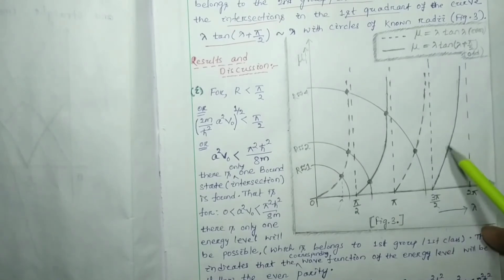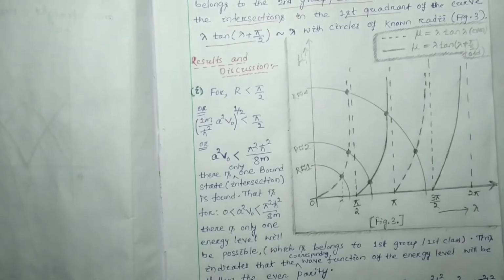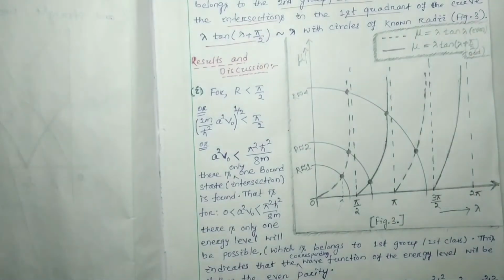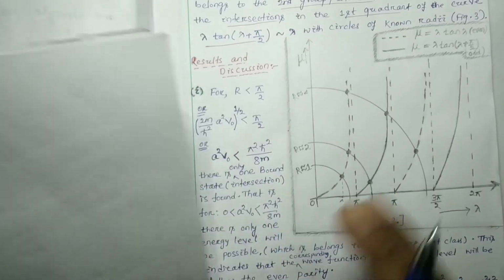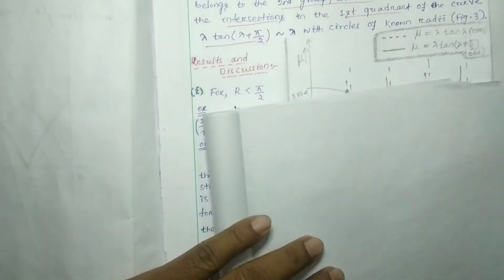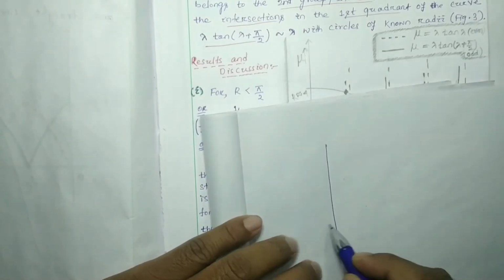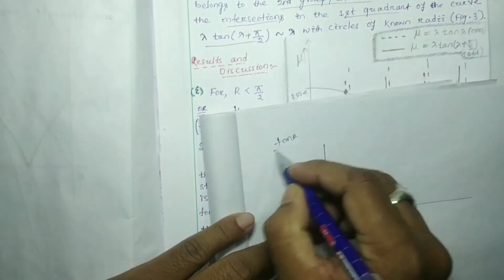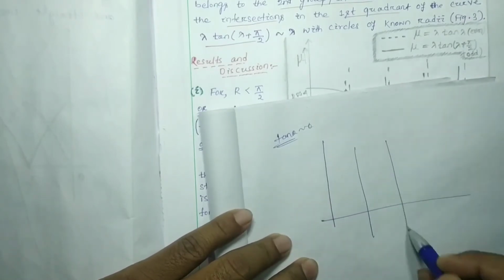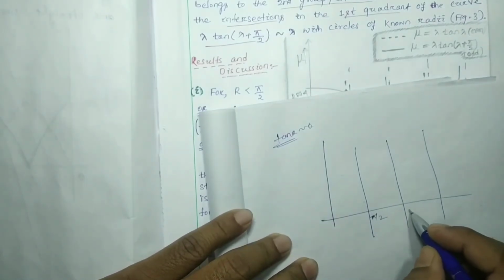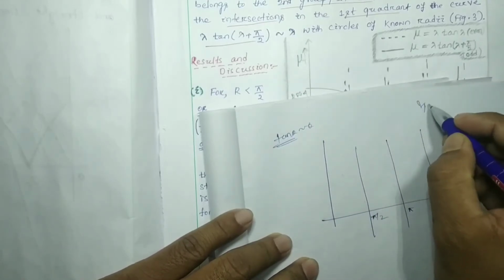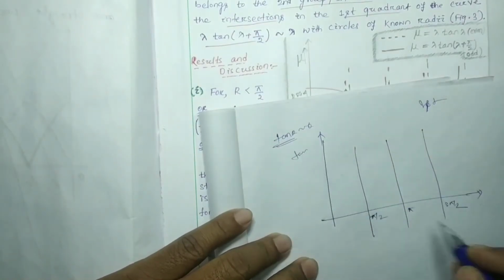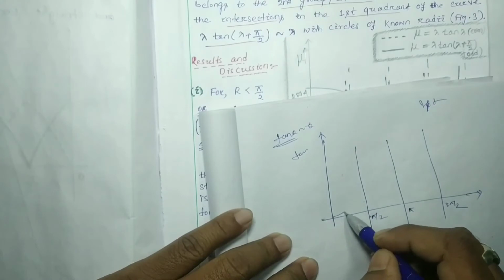Whatever the figure represents, I am going to explain the physics and the mathematics behind this figure. See carefully, you have to draw this figure. We know that in the case of tan theta versus theta, what will the curve be? This is pi by 2, this is pi, this is 3 pi by 2. I am considering the x-axis only and the first quadrant only. This is your tan theta versus theta. The curve will be this one.